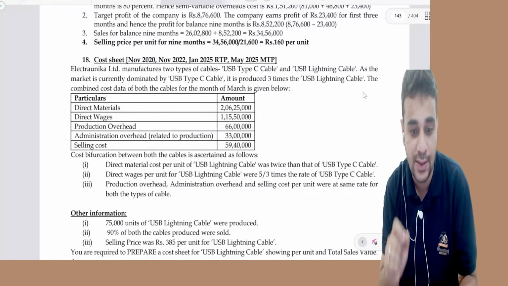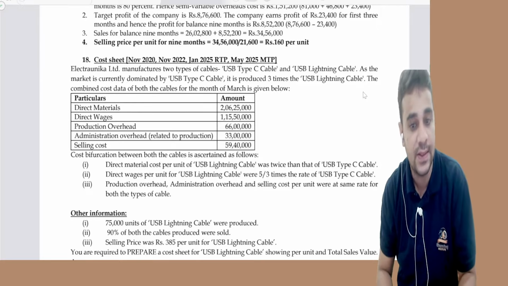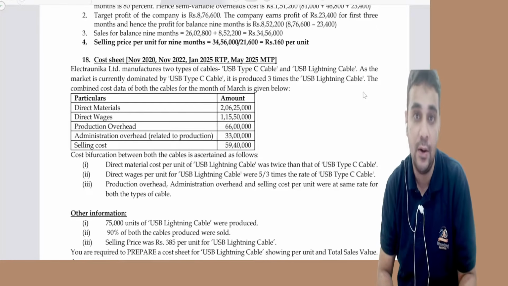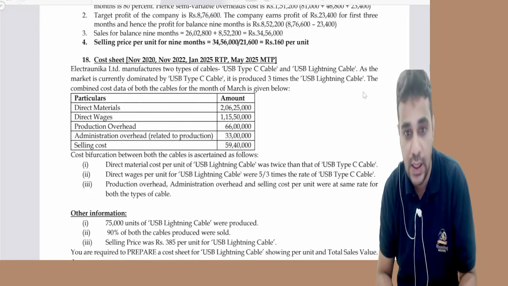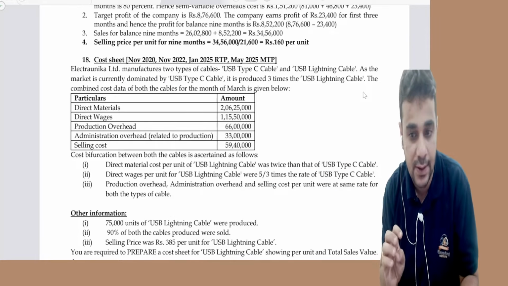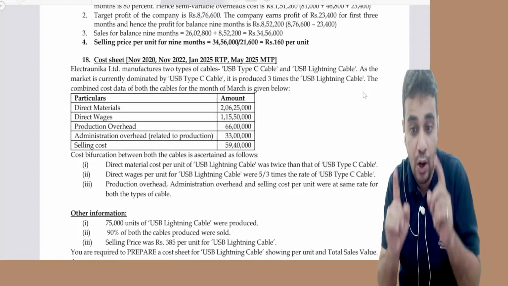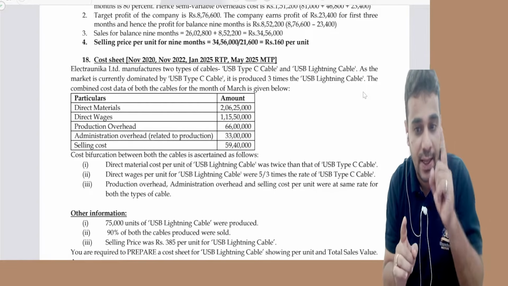In the regular class, I have done question 18. This has come in November 20, November 22. I think May 25 it got tested, and one more time it got tested. Four times it has come in exam. It has even come in new syllabus. Non-study material question, but extremely important.